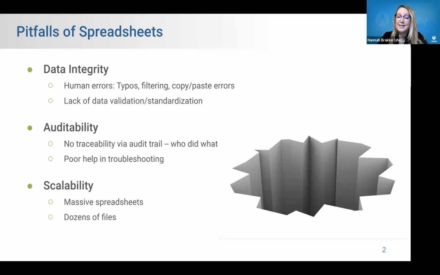And then scalability. This is another one that folks often come to us with, where they've got spreadsheets that they can't open anymore, or they're so slow that they're becoming unusable in the lab, and it's making folks very inefficient. Or they're just spread out among dozens of files so that it's really hard to actually find anything or utilize that data in any practical way.